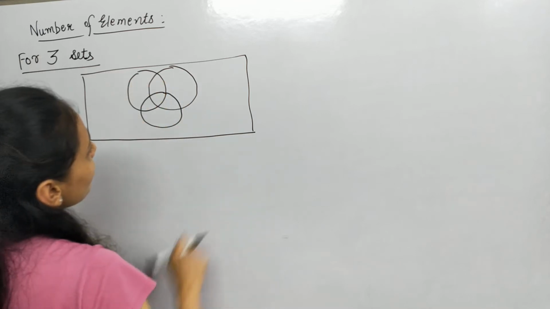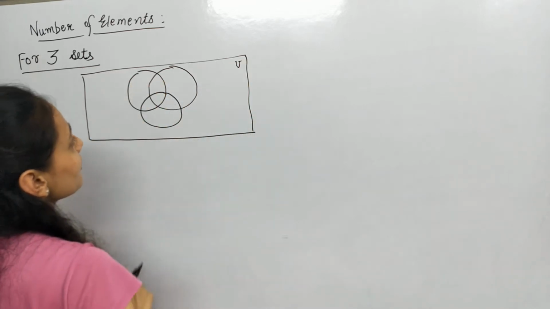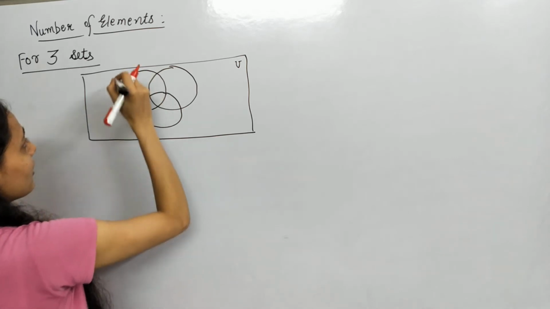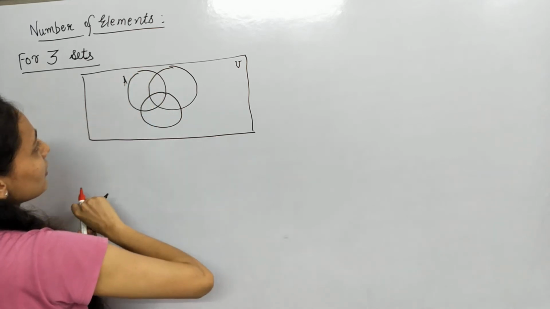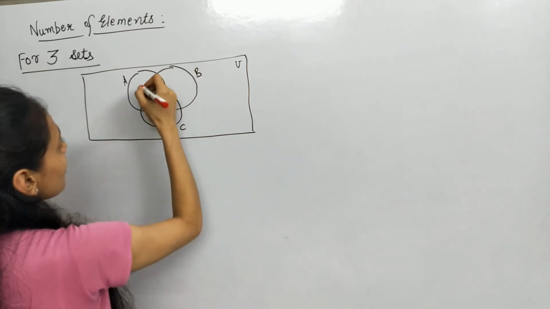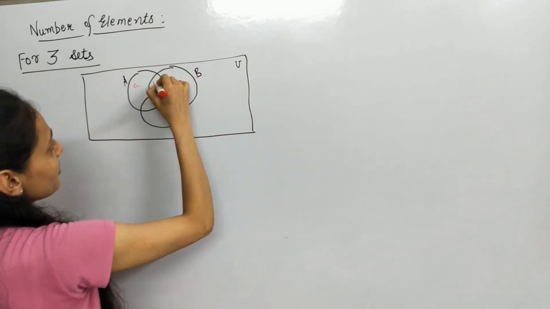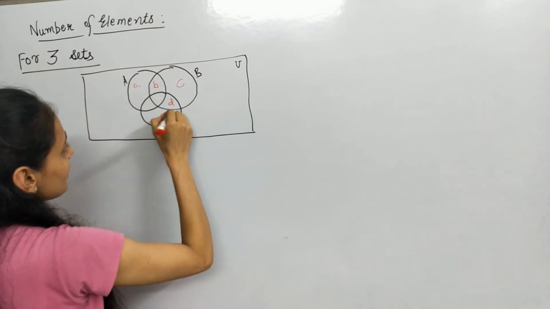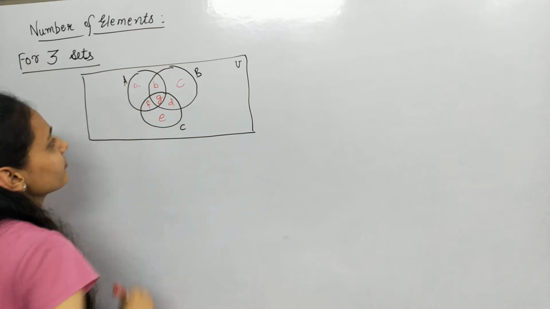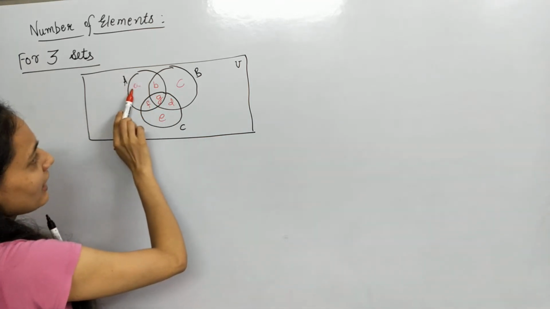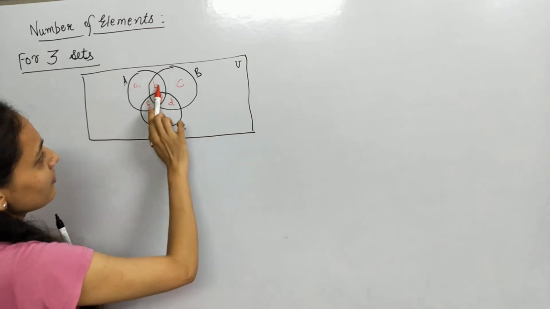Okay. This is the universal set, and this is set A. This is set B and this is set C. So the number of elements in A only is a, in B only is c, and so on, and g. So these are the number of elements. In A and B, the elements are b plus g.